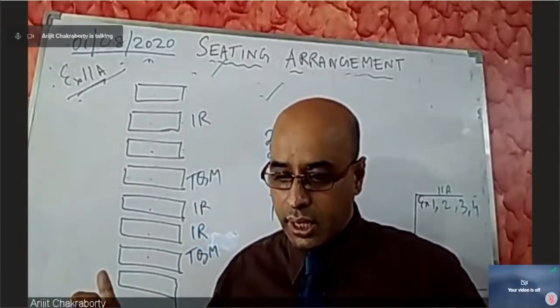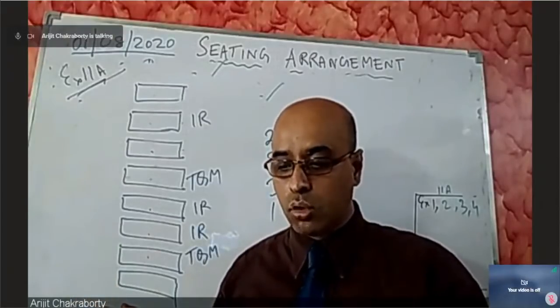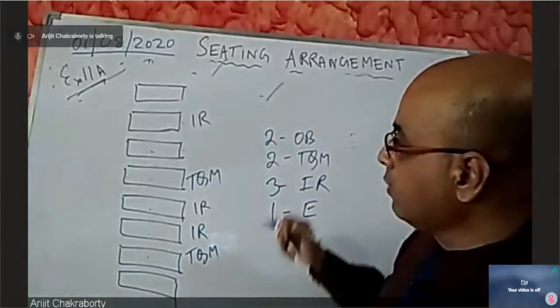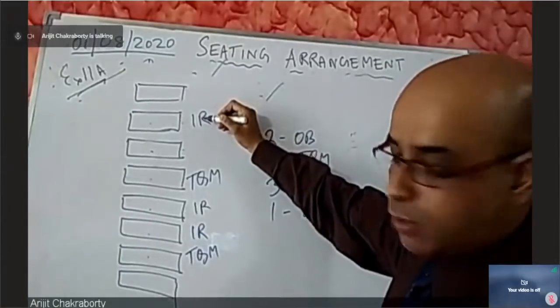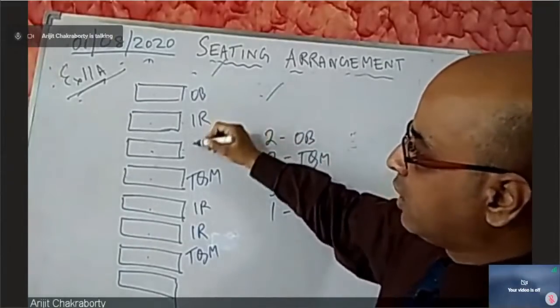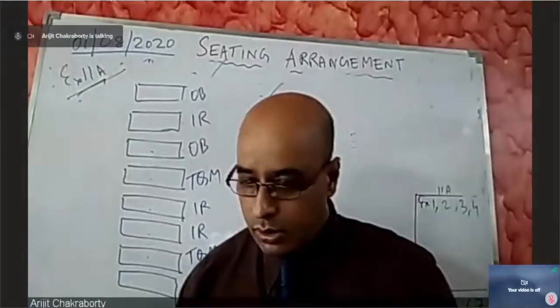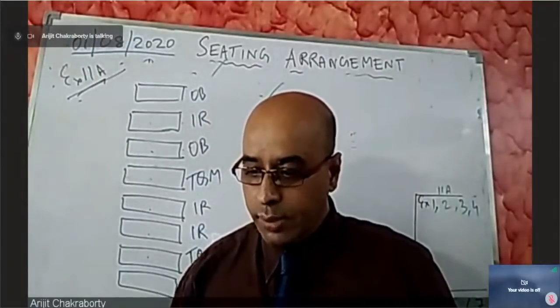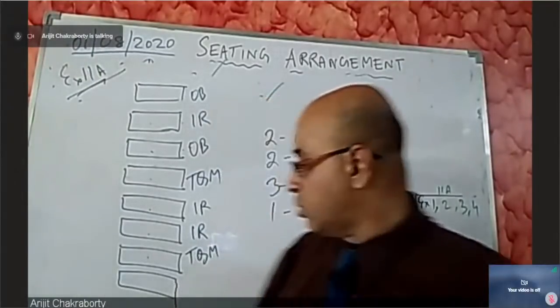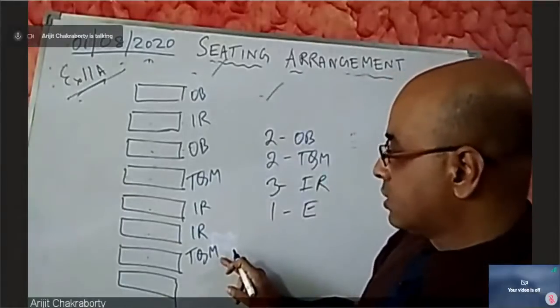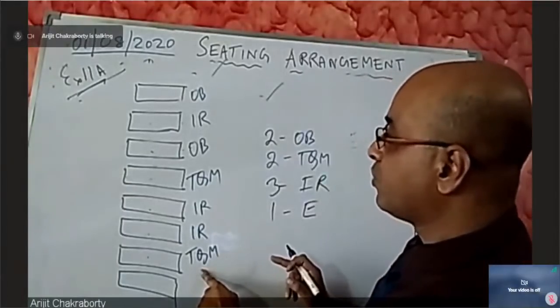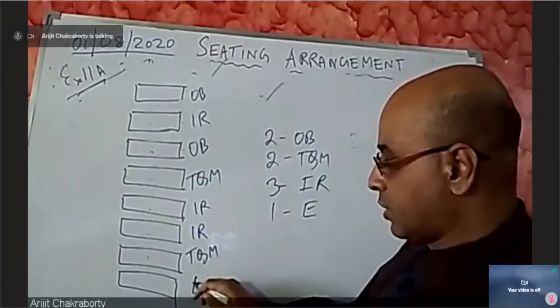1 book of IR is between 2 books on OB. So we have OB here, OB here. While the book above the book of economics is a book of TQM. So the book of TQM is above the book of economics. So E is here.